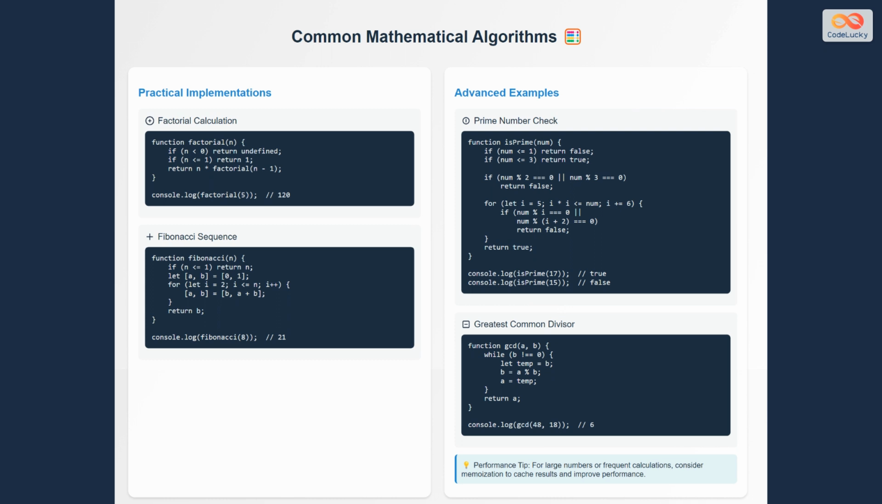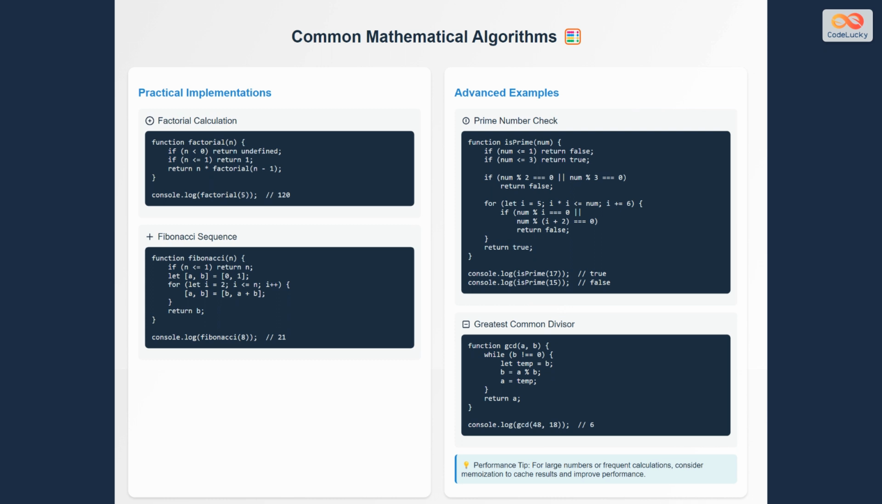The Fibonacci sequence is a sequence in which each number is the sum of the two preceding ones. It typically starts with 0 and 1, the next number will be 1, next 2, then 3, 5, 8, and so on. Here's a function that calculates the nth number in the Fibonacci sequence, using an iterative approach.